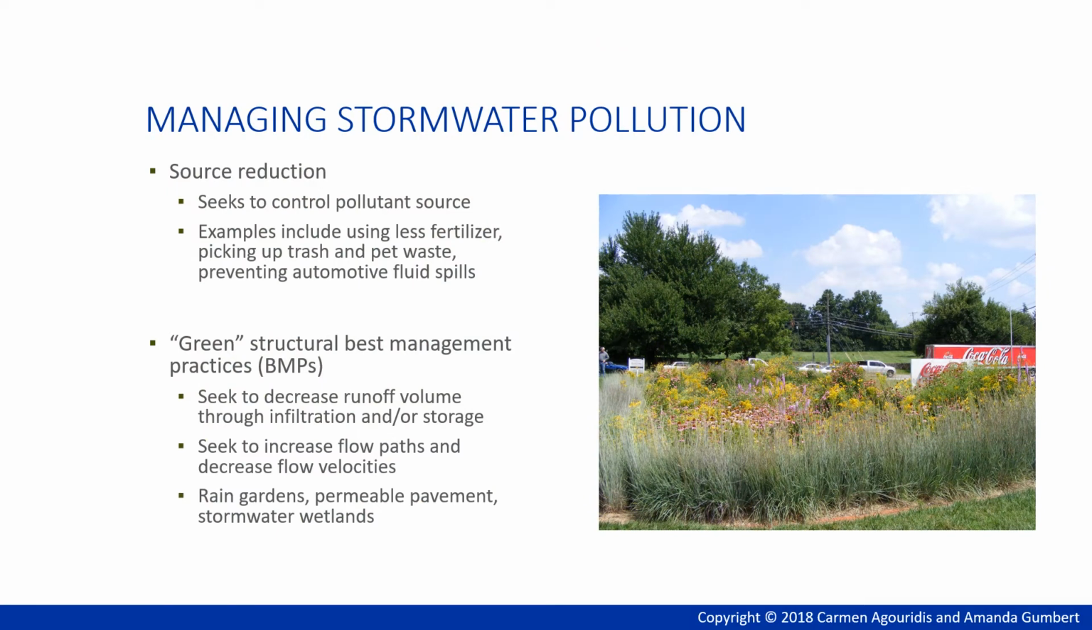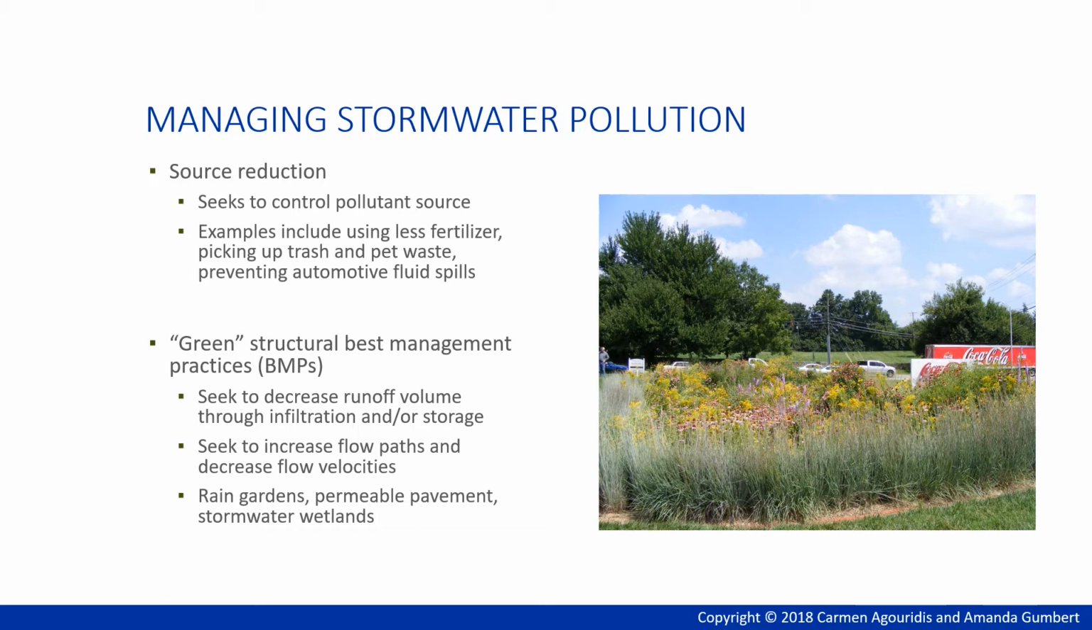Unmanaged stormwater negatively impacts streams through changes in the quantity of runoff that reaches streams, as well as the quality of that runoff. Two ways to manage stormwater are through source reduction and green structural best management practices, or BMPs. Source reduction seeks to control the pollutant at its source. Examples of source reduction strategies include using less fertilizer, picking up pet waste, placing trash in the appropriate receptacles, and preventing oil leaks.